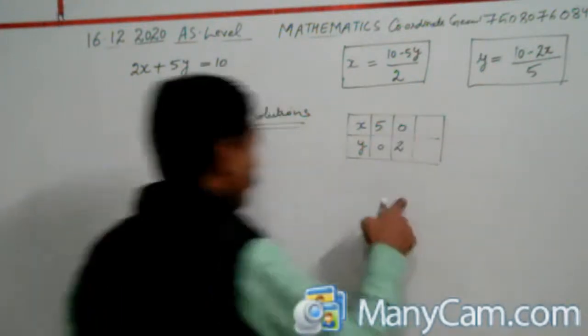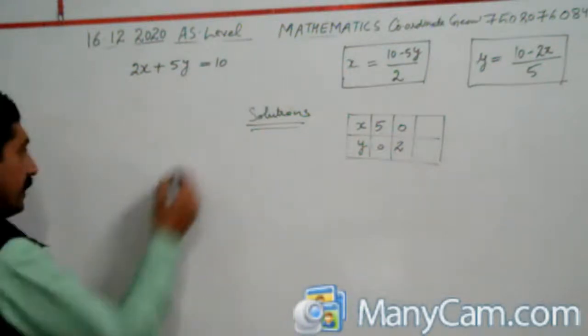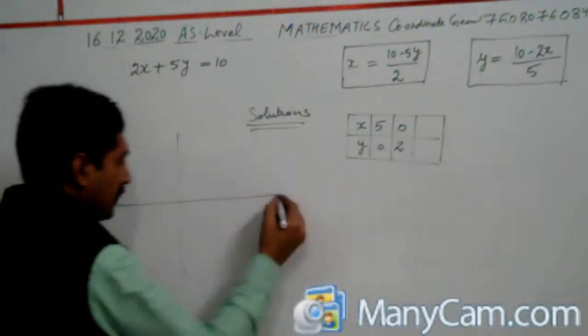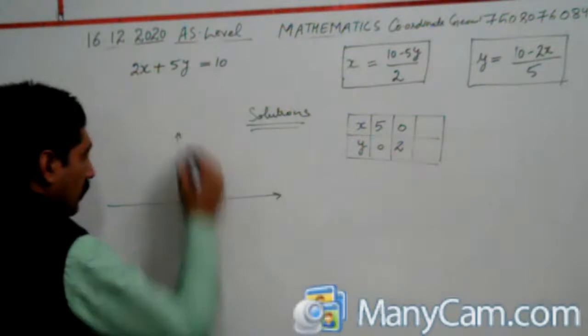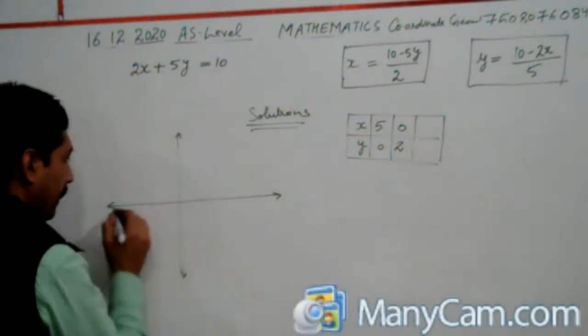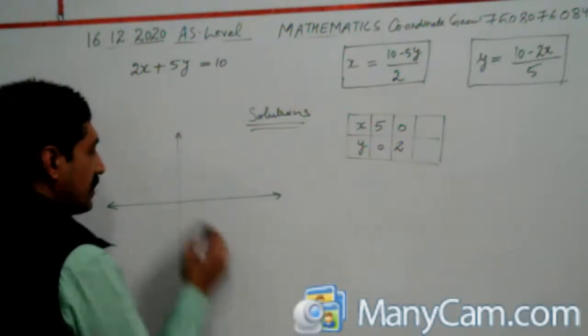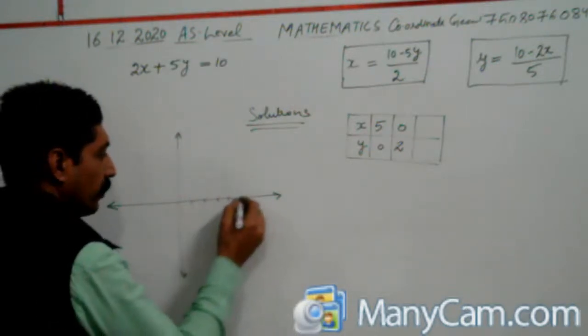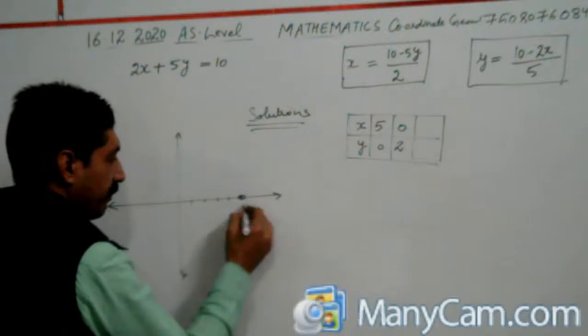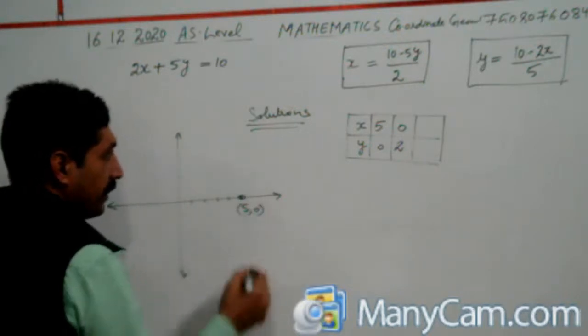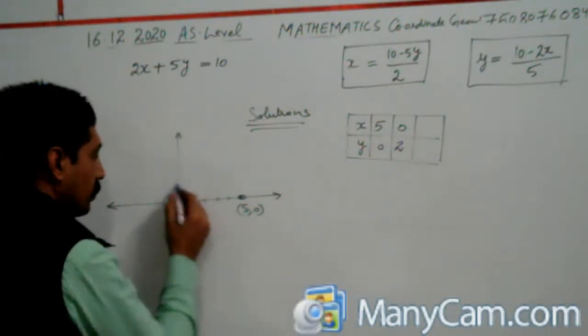And if we want to plot the graph of the line, on the graph with x and y axes, x is 5: 1, 2, 3, 4, 5, this is the point, and x is 2.